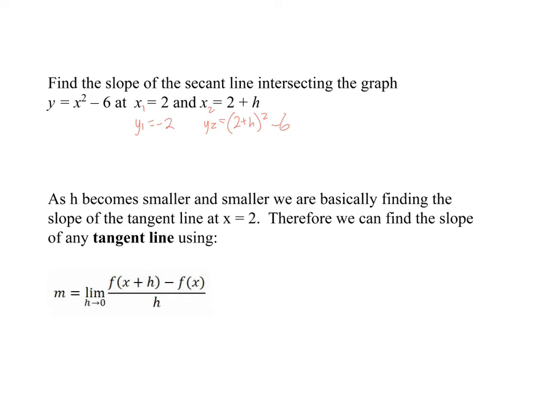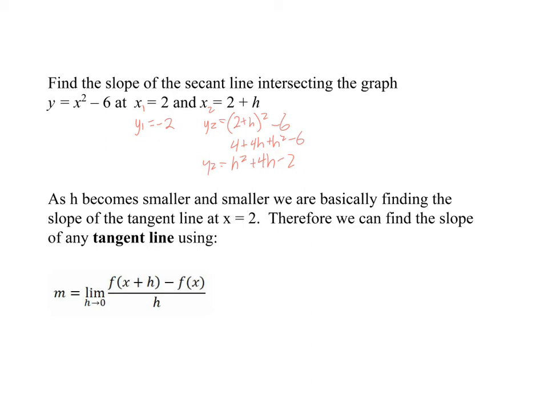And let's simplify that. So we get 2 squared, which is 4, plus 4h plus h squared. Once we FOIL all that out, still take away 6. So this should simplify to h squared plus 4h take away 2. So that's going to be our y2 value.